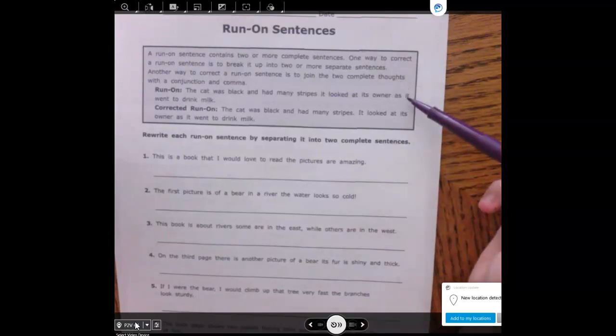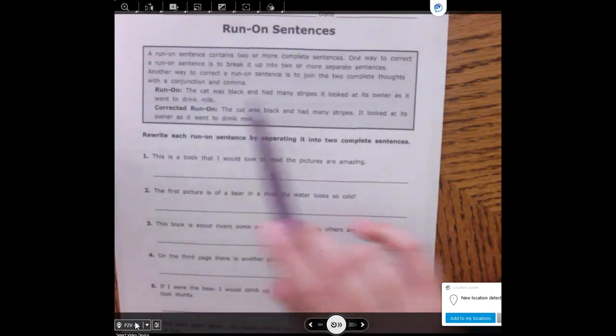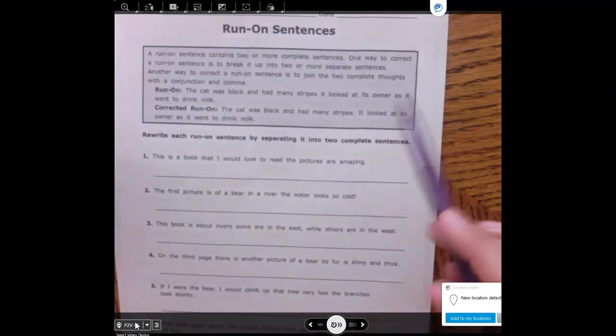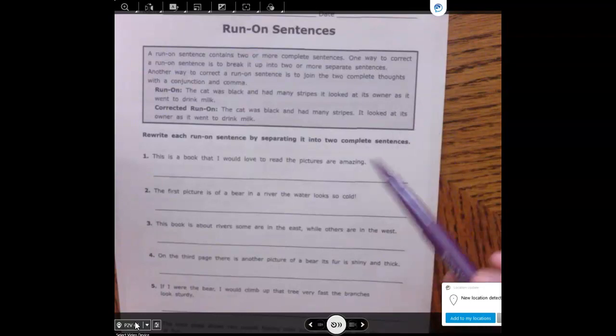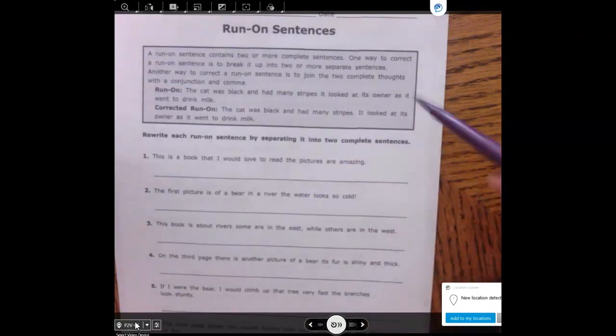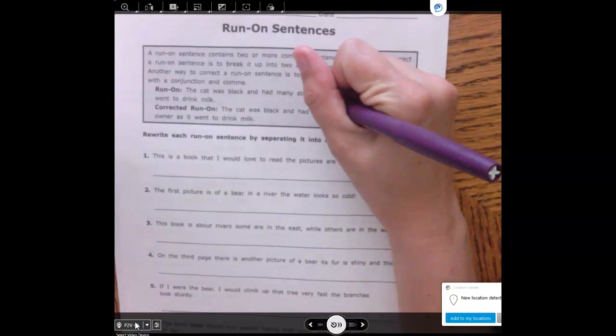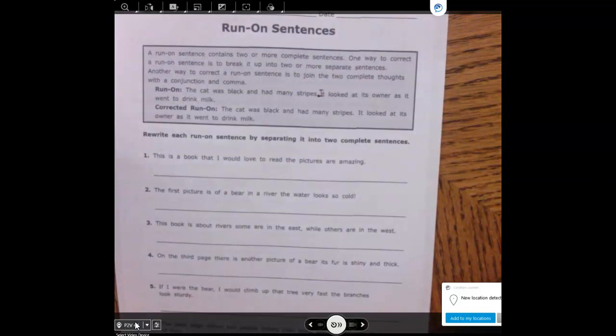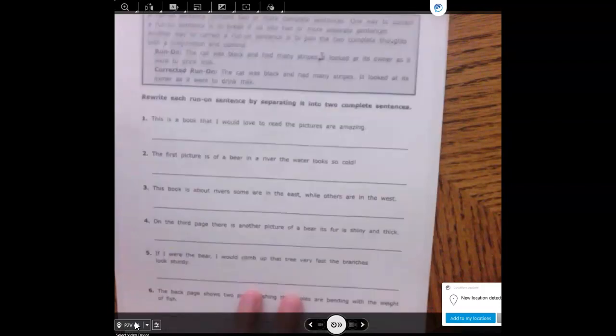So here we go. Here's the run-on sentence. The cat was black and had many stripes. It looked at its owner as it went to drink milk. That's a really long sentence. Where could that sentence stop? The cat was black and had many stripes. It looked at its owner as it went to drink milk. Well, I kind of paused right here. So putting a period right there and capitalizing this would work. And that is exactly what they did.